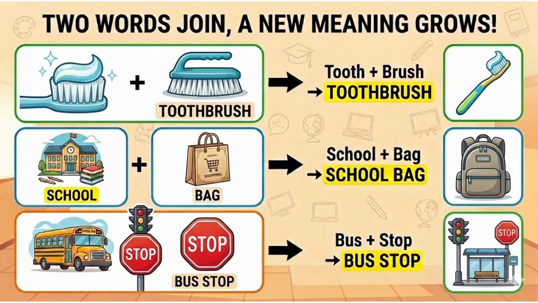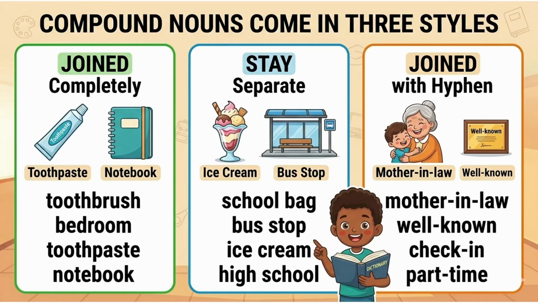Tooth plus brush, toothbrush. School plus bag, school bag. Bus plus stop, bus stop. When two or more words come together and create a new meaning, we call them compound nouns. Let's understand this properly. A toothbrush is not just a tooth, it is not just a brush. It is a new object with a specific use. A bus stop is not just two separate words, it is a place where buses stop.